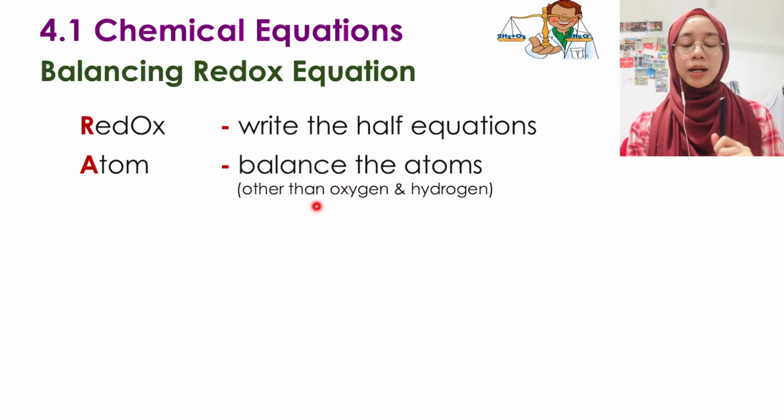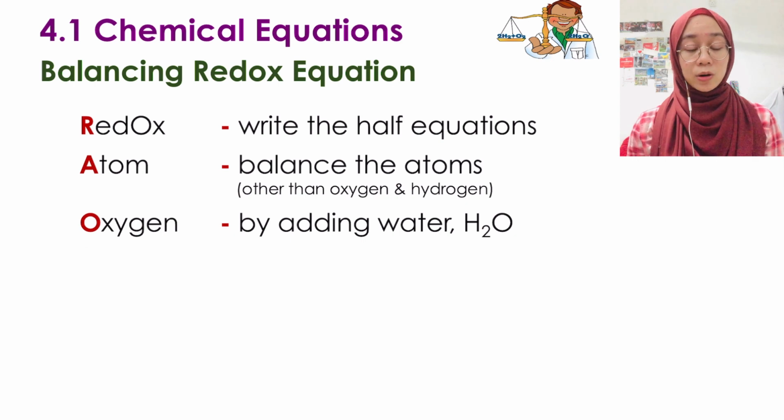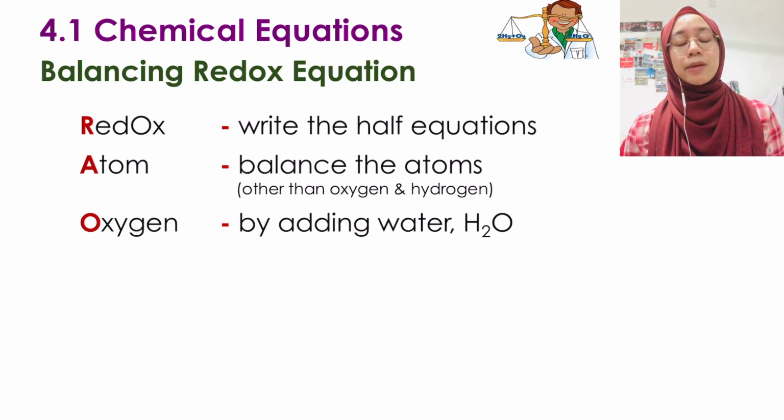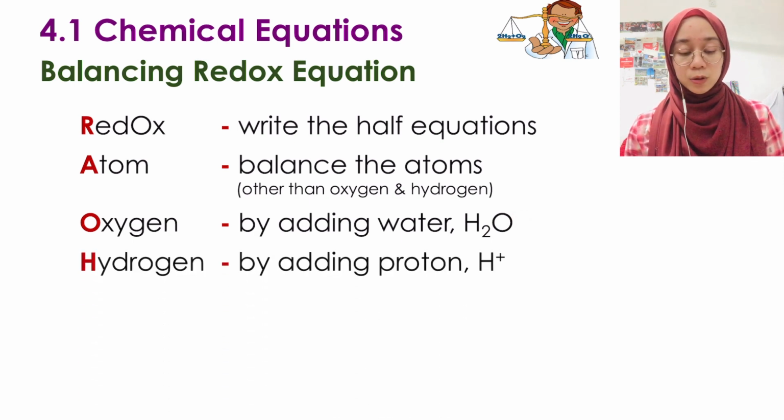So balance atom ni adalah anything yang selain daripada oxygen dengan hydrogen lah. So it can be metal, it can be non-metal, mana-mana. And then the third one adalah to balance the oxygen. So how exactly kita nak balancekan oxygen? Kita akan tambah water. So the next one is hydrogen. Nak balancekan hydrogen pula, kita akan tambah H+.